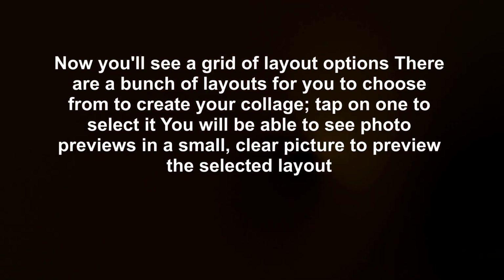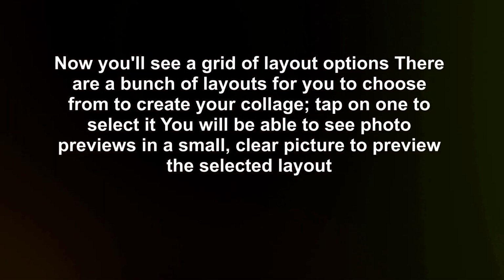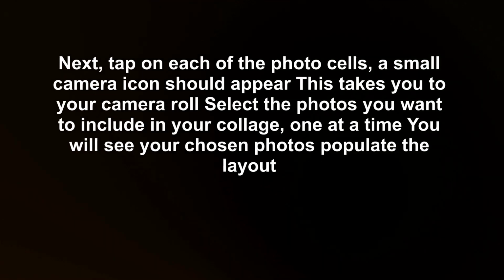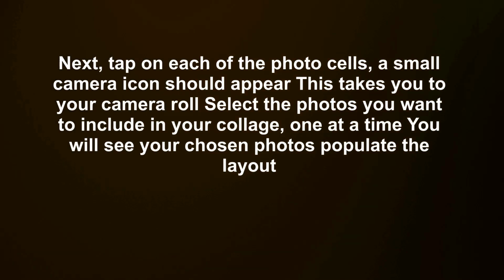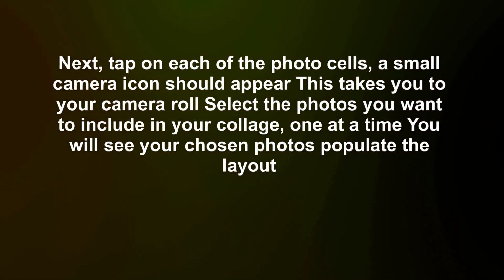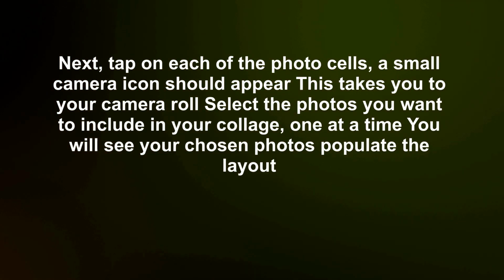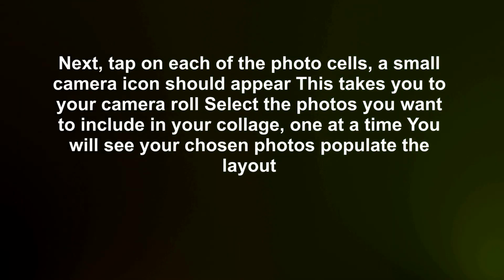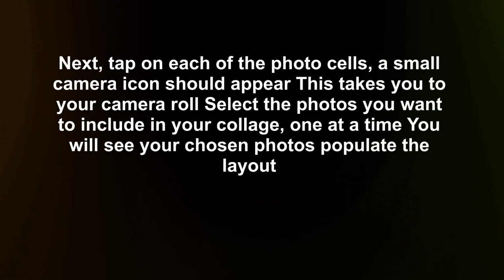You will be able to see photo previews in a small, clear picture to preview the selected layout. Next, tap on each of the photo cells. A small camera icon should appear. This takes you to your camera roll. Select the photos you want to include in your collage. One at a time, you will see your chosen photos populate the layout.